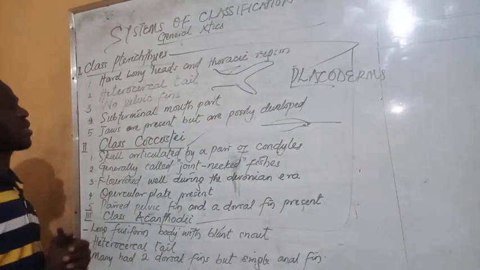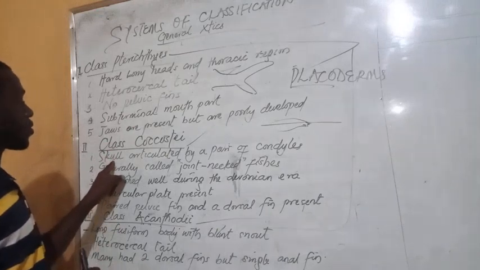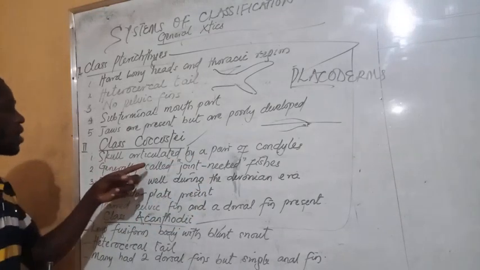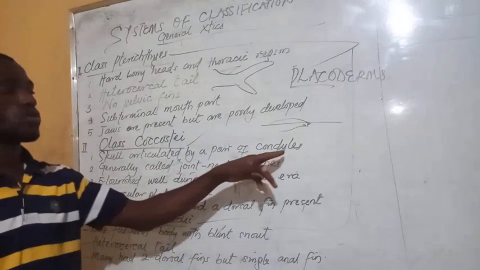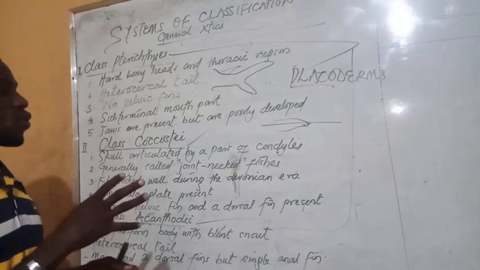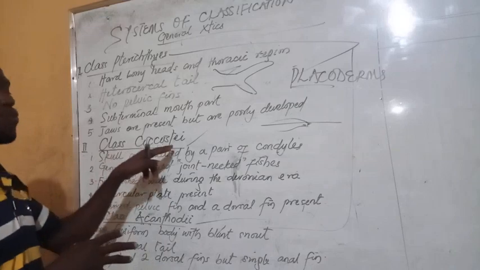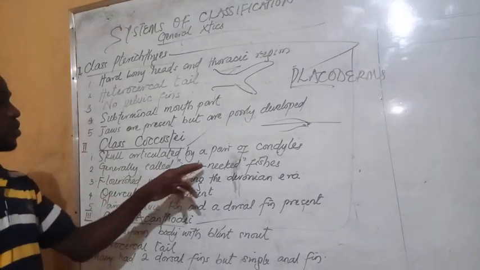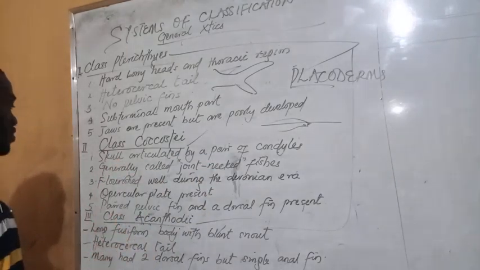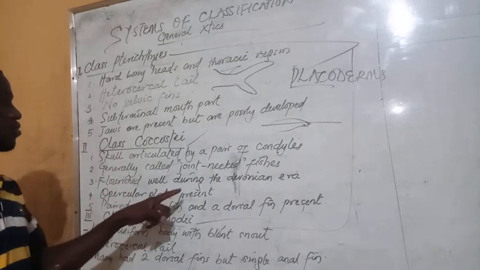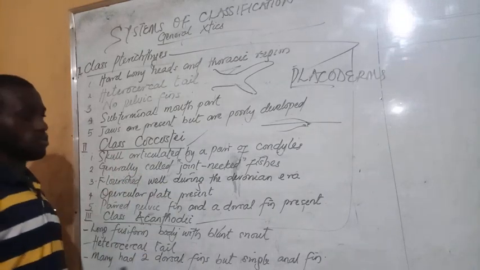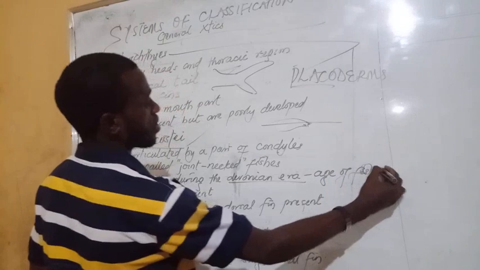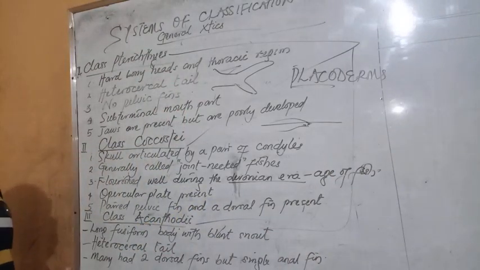Now the next class is the class Coccosteomorphi. We said they have skulls articulated by a pair of condyles. Condyles are like fibers. They hold the skull of the Coccosteomorphi. So they are generally called joint-necked fishes. They flourished well during the Devonian era. The Devonian era is called the age of fishes, and the fishes that flourished the most were the Coccosteomorphi.